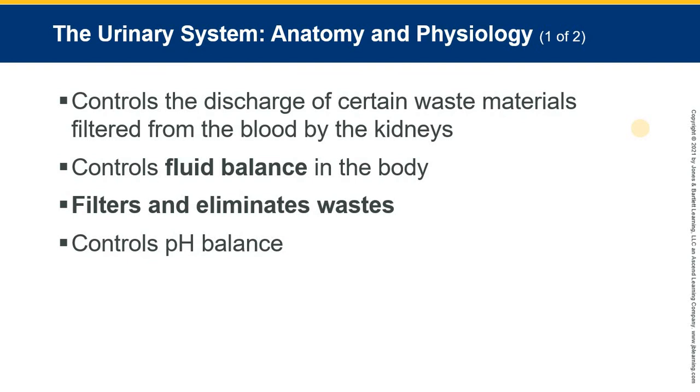So if you don't have enough fluid in your body and you're dehydrated, for instance, it's going to be hard to make urine. So it filters and eliminates various waste from your body, one of them being urea, and that is in your urine. It also helps control your pH balance, because it can get rid of those hydrogen ions that cause acid.